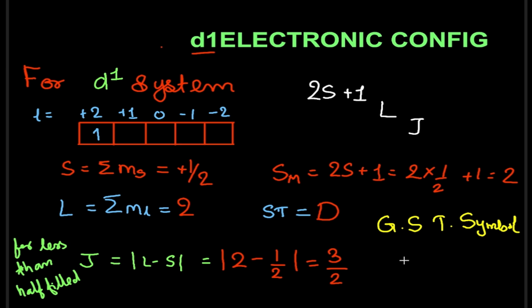3 by 2, and hence the ground state term symbol is 2S+1 L_J. So the 2S+1 we have obtained is 2, L is D, and J is 3 by 2. We read this as doublet D 3 by 2. This gives us the spin multiplicity, and this tells us about the number of unpaired electrons.